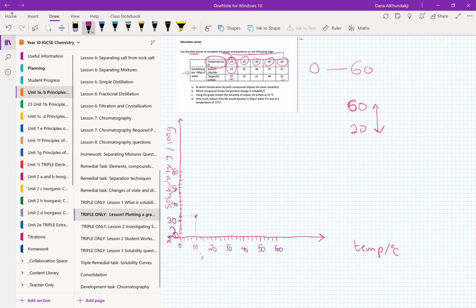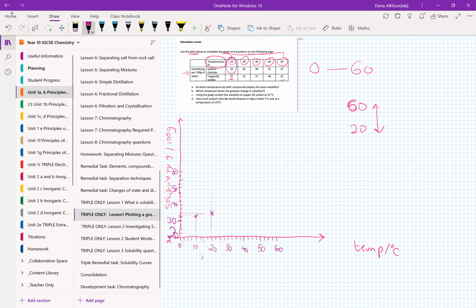Your next one is at 20 and 35. So at 20, you go up, and then 35. So it's two squares above the 30, because every square is 2.5. So that would be an X. Okay. And then at 30, you have 36.